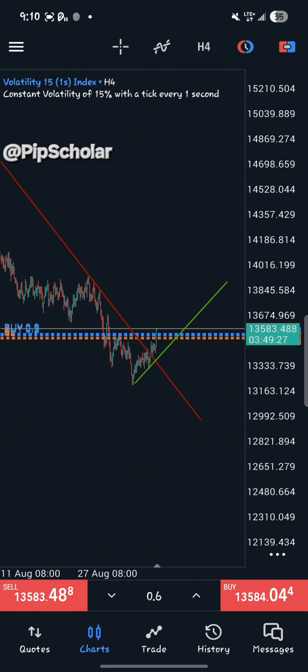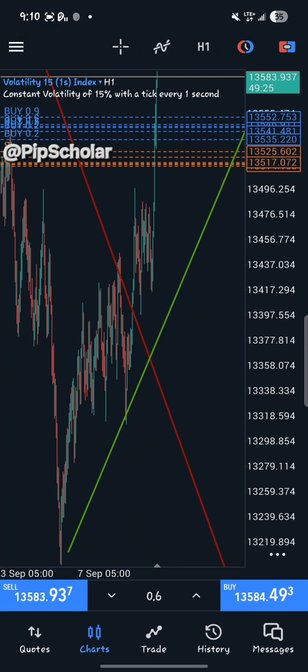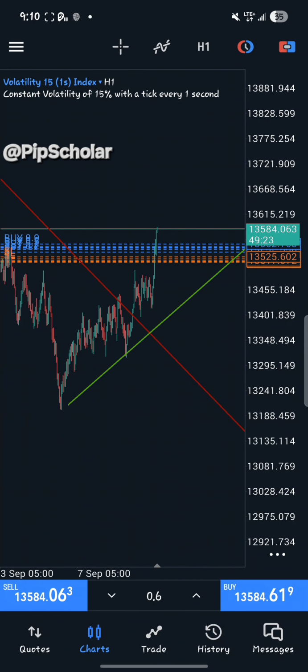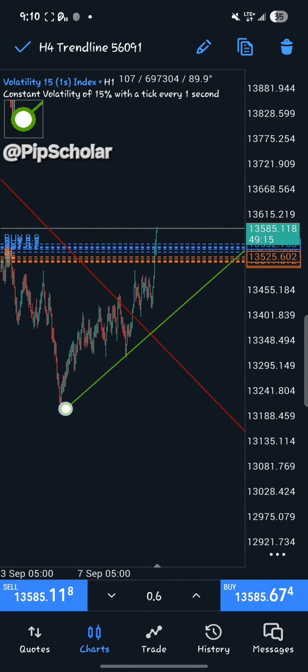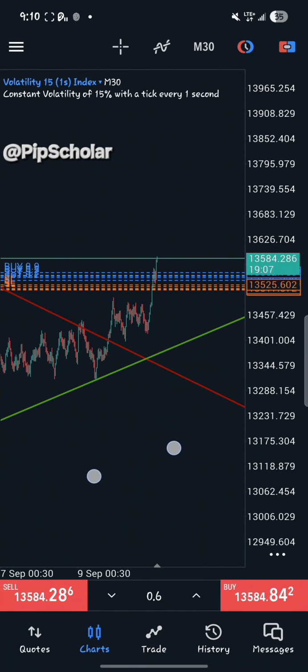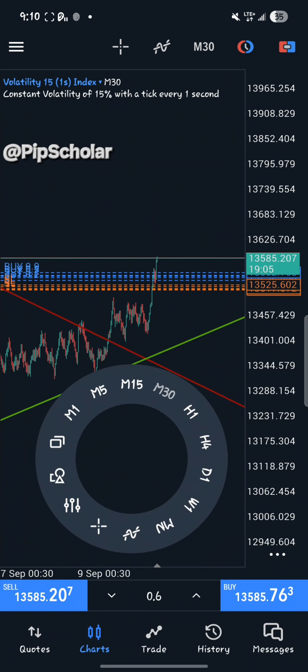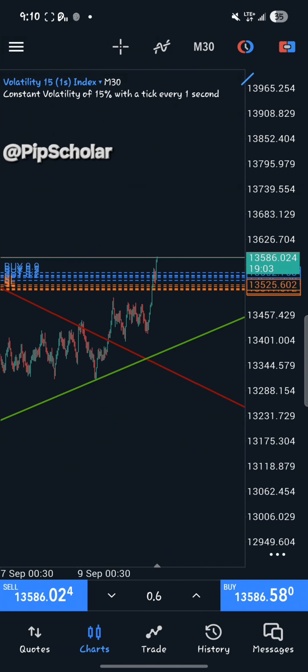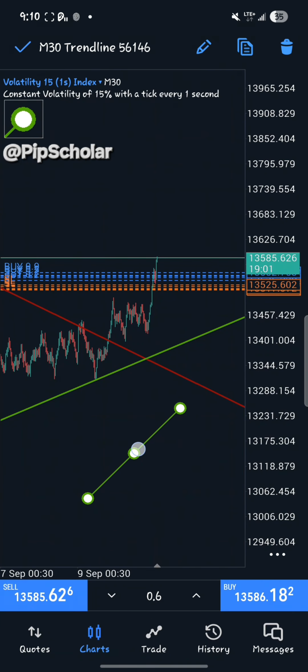I'll still scale down again from here. You can see nothing here, so I will go down to the 30-minute. From the 30-minute we still have another trend line. While using trend line, make sure you draw all the valid trends that you can see.